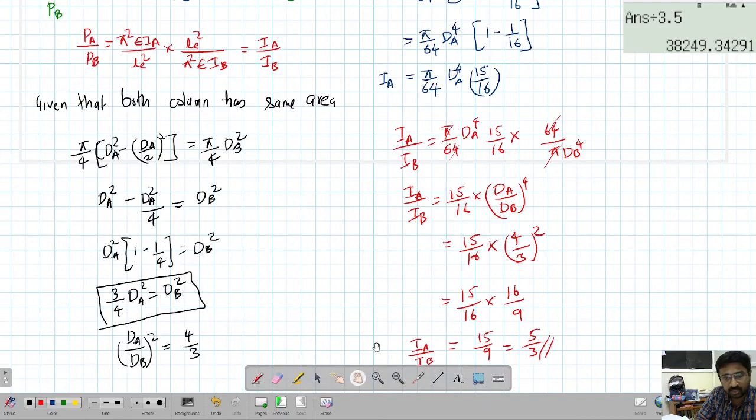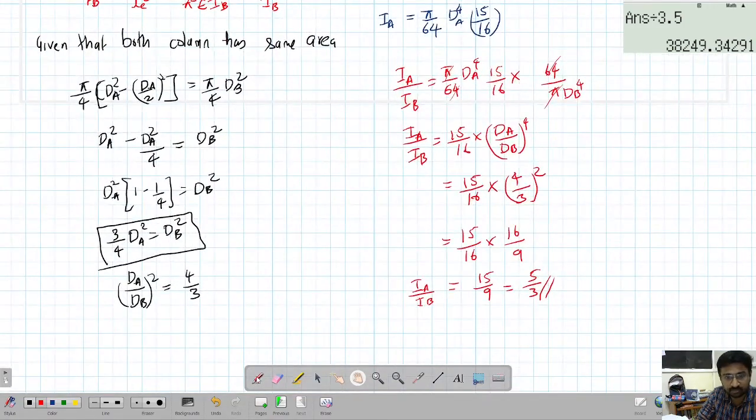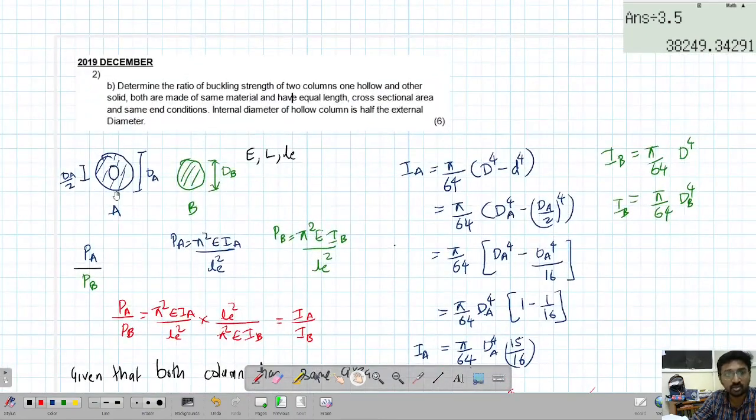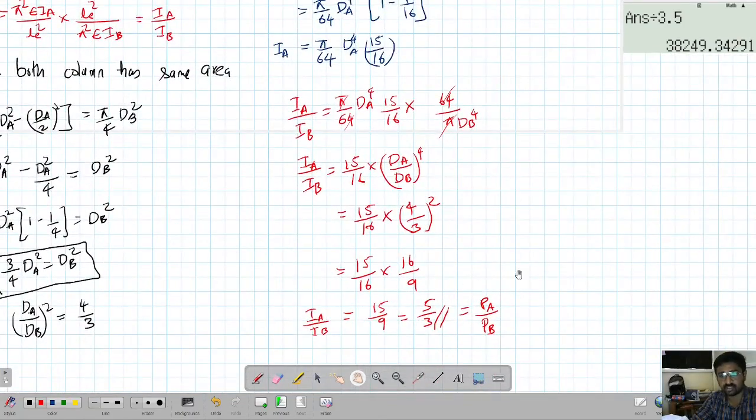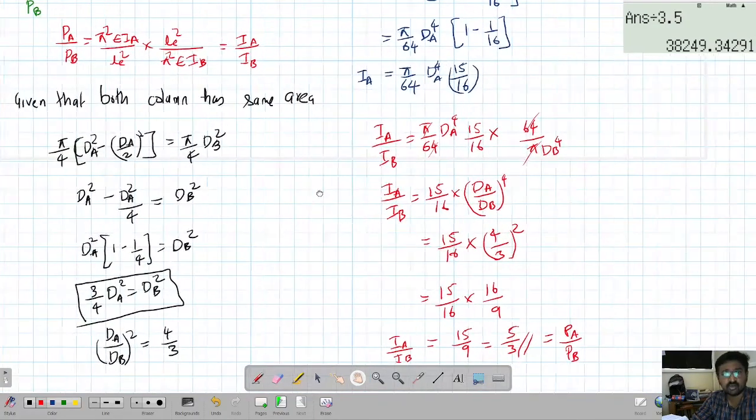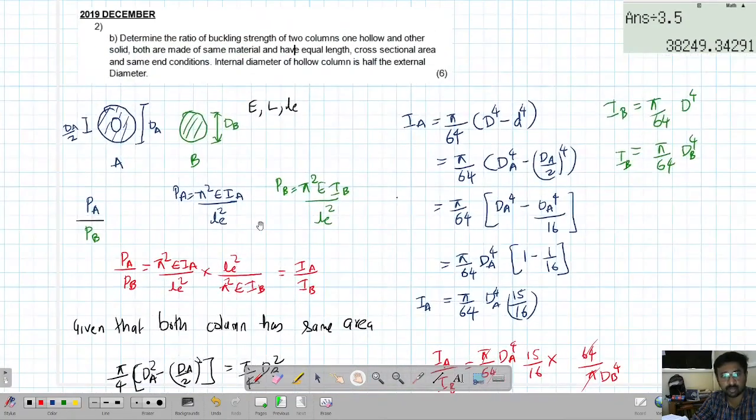Now IA by IB is nothing but PA by PB. So the ratio of the buckling strength of the hollow section to the buckling strength of the solid section, with the given conditions, is nothing but 5 by 3. Okay, so I think this is clear. Now this is not a numerical problem, but the basic concept you have to use. The only formulas that we are using, which you have to remember, are the buckling formula and the moment of inertia of these two.